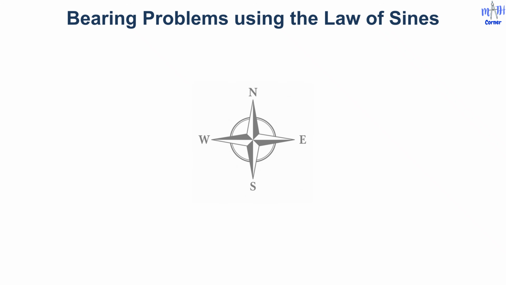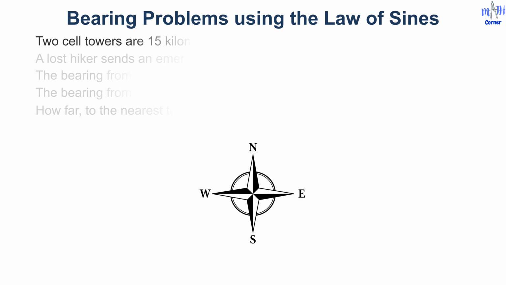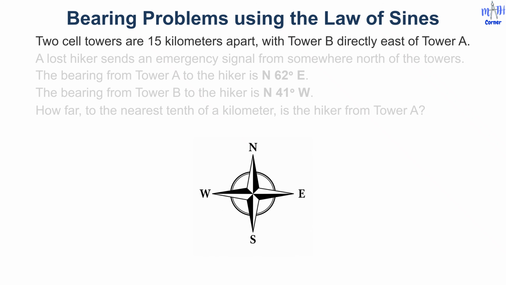In this video, we will solve bearing problems using the law of sines. Let's begin. Problem 1. Two cell towers are 15 kilometers apart, with Tower B directly east of Tower A.